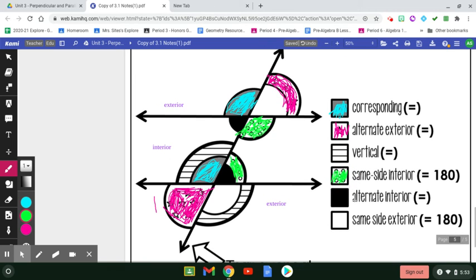Okay, another new definition would be alternate interior. Okay, so again, I'm on the interior, but then I want to make sure that I am on opposite or alternating sides. I'm going to color this portion in red. And again, if you're doing your notes with markers or colored pencils, yours is going to look a lot better, but it's just for us to see visually what's going on.